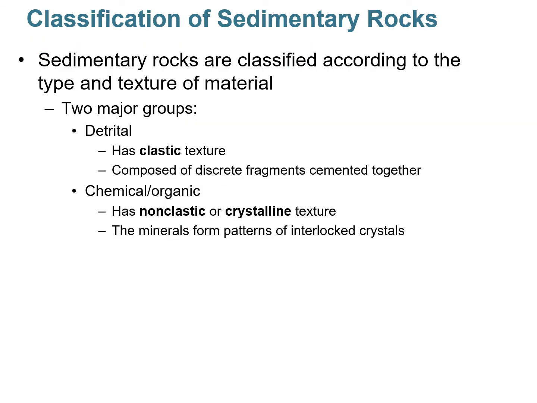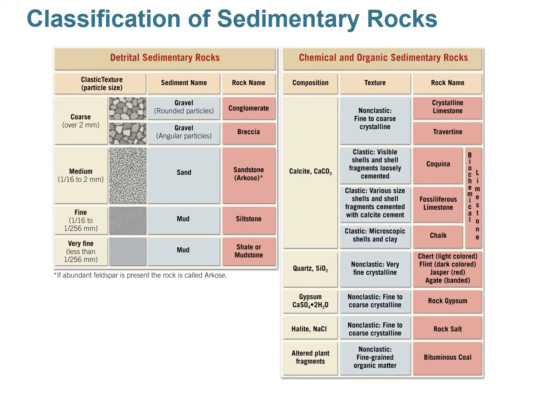So sedimentary rocks are classified according to the type of sedimentary rock and the texture they exhibit. There are 2 major groups. There are detrital sedimentary rocks, which we've talked about, and then there's chemical and organic. Detrital sedimentary rocks have clastic texture, meaning that they have clasts in them, or pieces or fragments of other rocks in them. Chemical or organic sedimentary rocks have non-clastic texture, or more crystalline texture. That means the minerals form interlocking crystals. So this is how you classify sedimentary rocks.